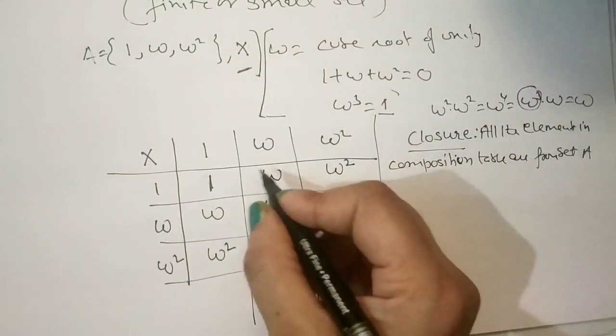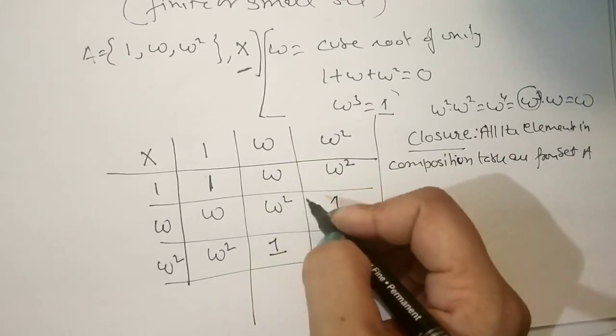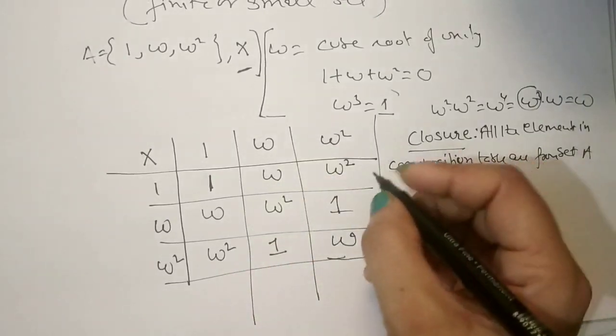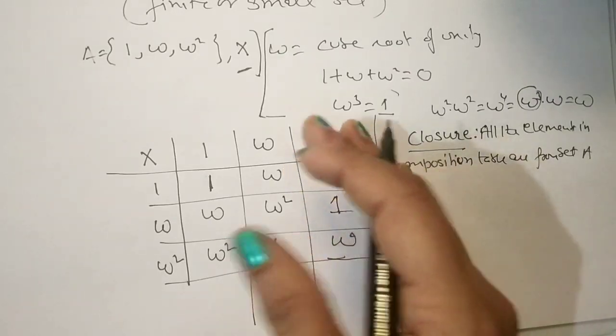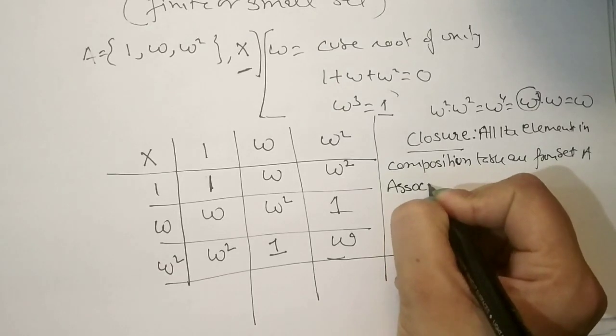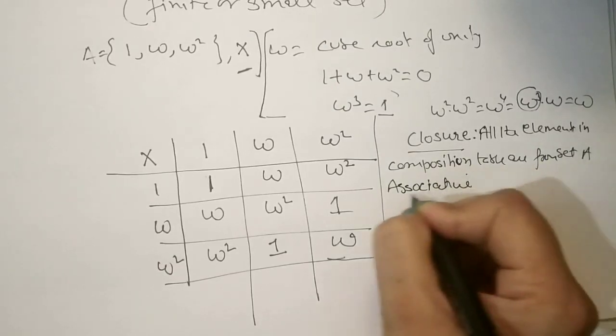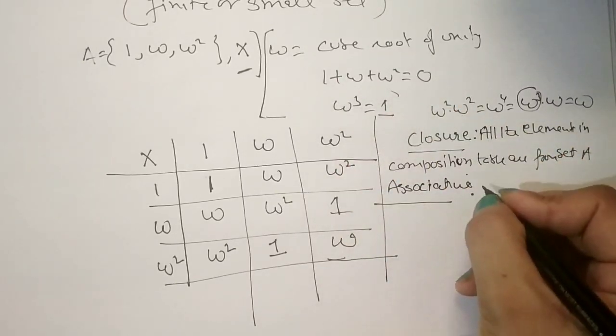Closure property holds, because there are only 3 elements listed in this set, in this table: 1, omega, omega square. There is no element that is beyond the set. Next is the associative property. I have already told you, for the associative property you don't need to prove it every time, because this is the usual multiplication.